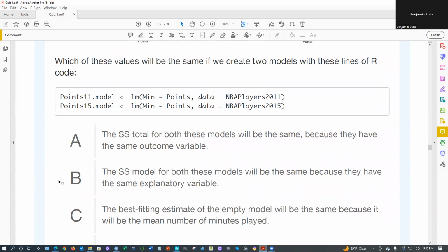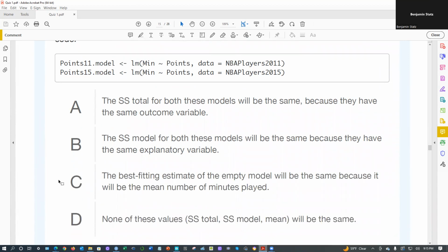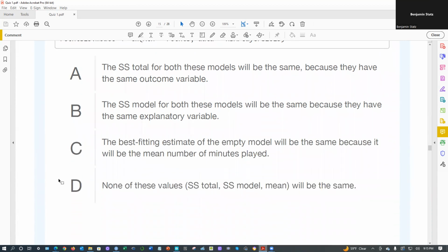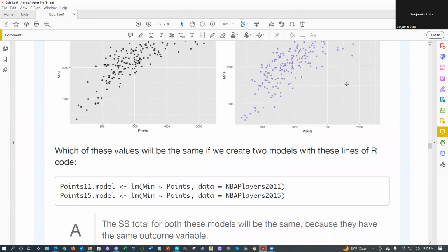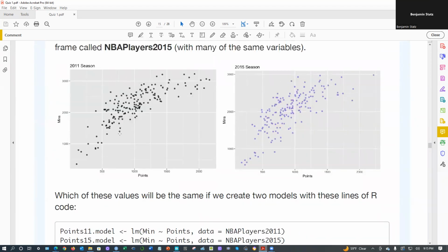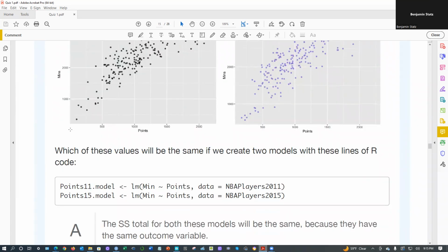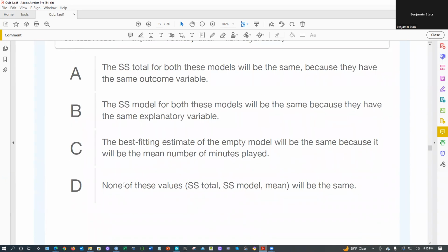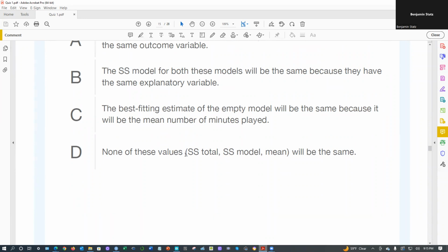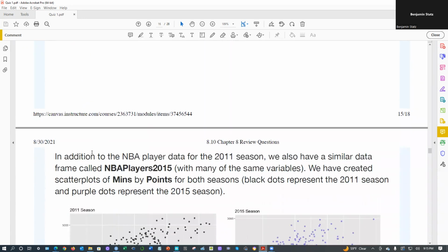No, the SS total for both of these models will not be the same, because the best fitting estimate, no, none of these values will be the same for sure. Because what? Two different data sets. None of these are going to be the same. Sum of squared regression, sum of squared total, sum of squared model, mean, nothing's going to be the same, because two different years, two different data sets.